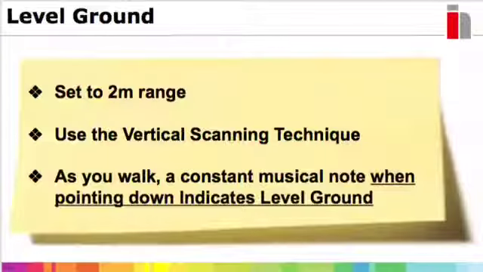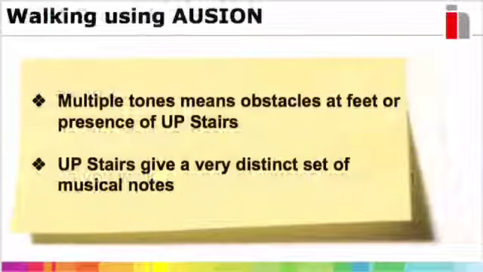Set AUSION to 2-meter range and hold AUSION in a way that it points down, and use the vertical scanning technique that has been described earlier. As you have learned already in the ground level detection video, when you walk forward and scan down, when you hear one single constant musical tone, it means that the ground in front of you is level and you are at a constant distance from it.